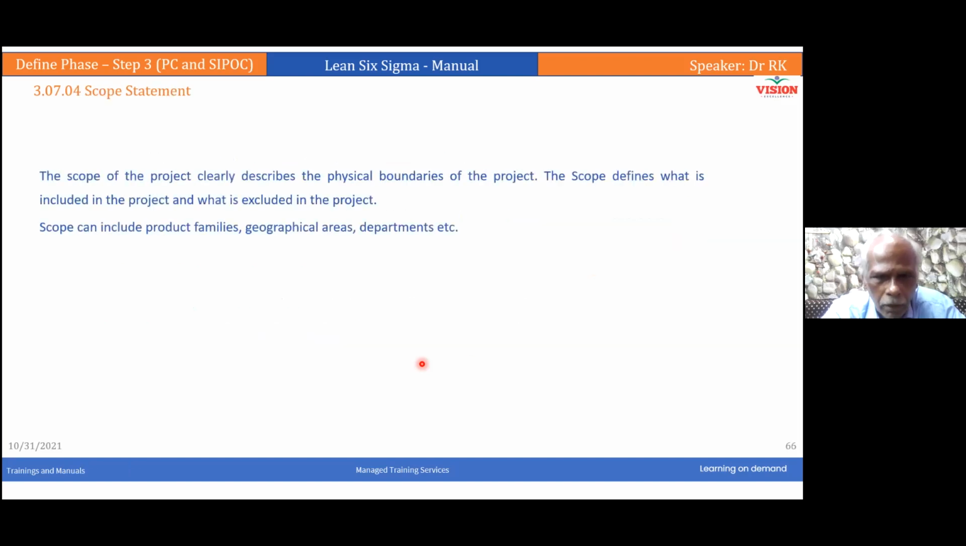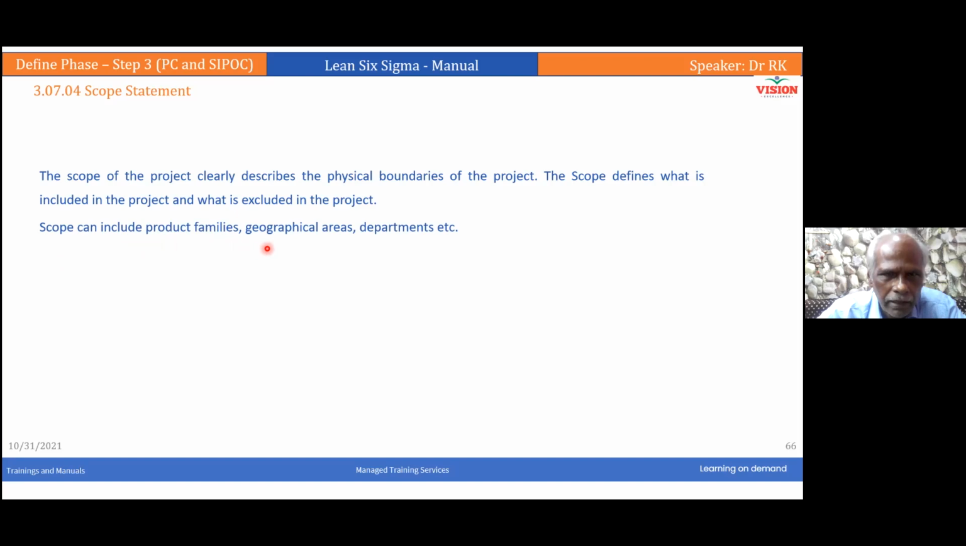Now, scope statement. In 2 lines, I can cover the entire thing. My scope includes only this particular department. My scope does not include all other departments. In 1 line, everything is covered. I'm protecting myself, right? The scope of the project clearly describes the physical boundaries of the project. Which department, which persons, which area, which products, which category. The scope defines what is included and what is not included.